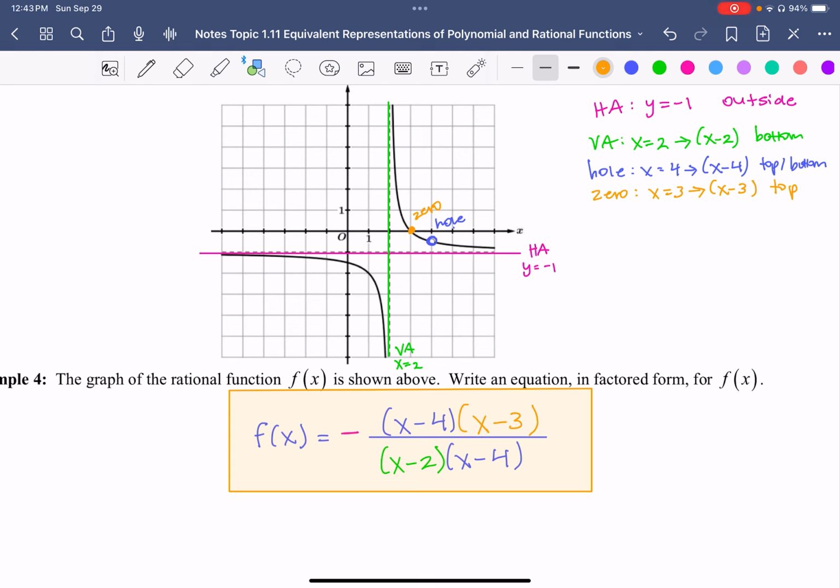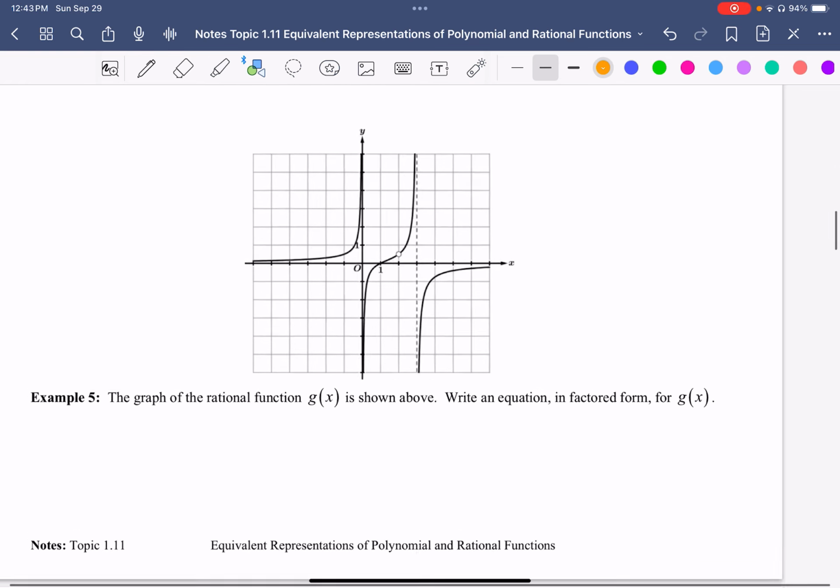And yeah, pretty easy to do. You just find all the stuff you have and put them in the order that they're supposed to be in. Okay, let's try another one.